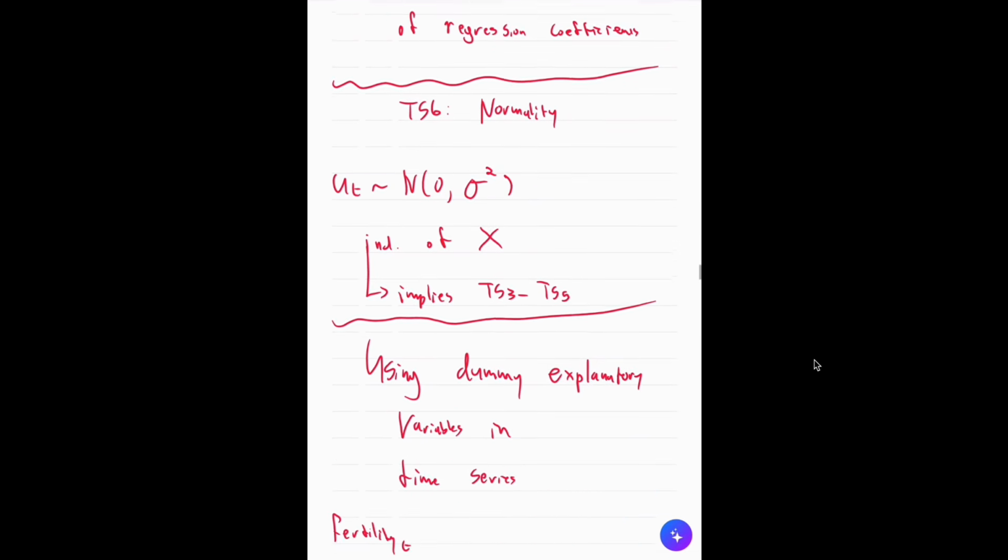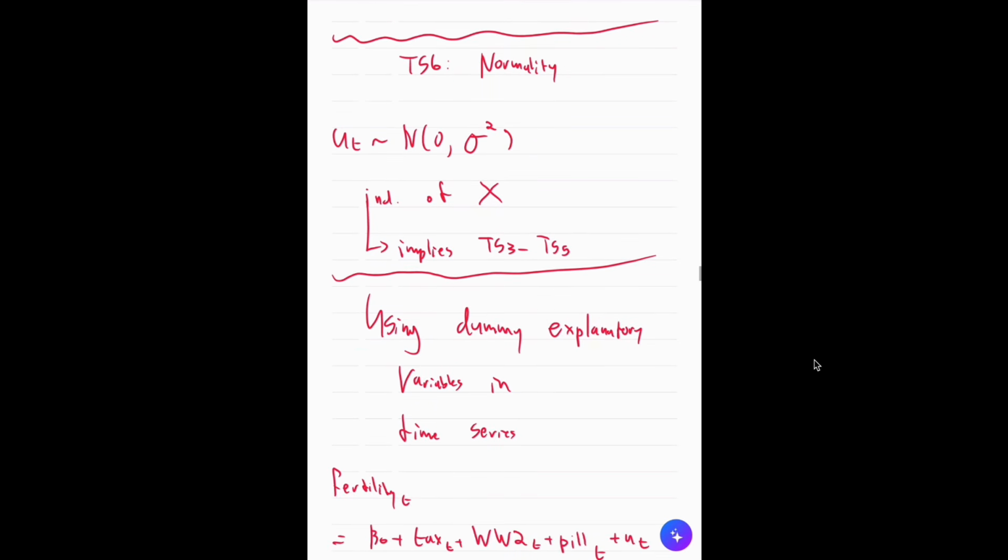And then the sixth assumption is that of normality, right? So what does this mean? It means that our error terms are distributed normally with a mean of 0 and a constant variance, and that they are independent of the explanatory variables. So if they're normally distributed, it means they can't have a weird shape based on whatever is happening with our explanatory variables.